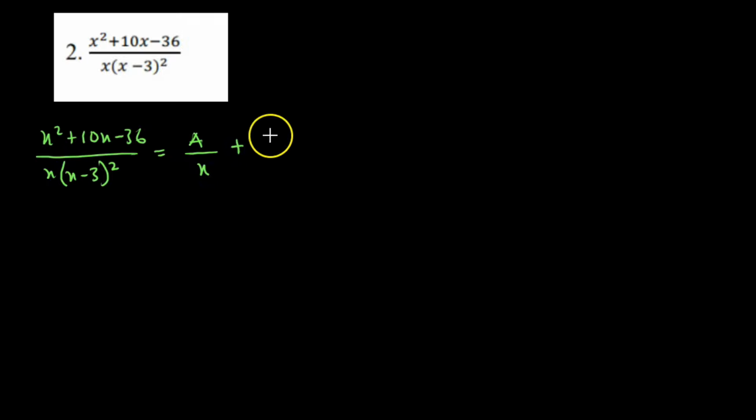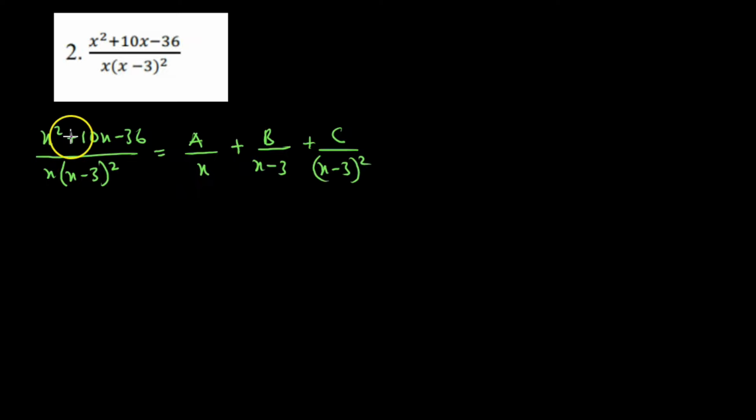And that will be given as (x squared plus 10x minus 36) all on x into bracket (x minus 3) all squared. So we write a partial fraction for the first linear factor, which is x. So we have a on x, plus the next is the linear factor which is not repeating itself, so it will be b on x minus 3. Then finally c on the linear factor repeating itself, so (x minus 3) all squared.